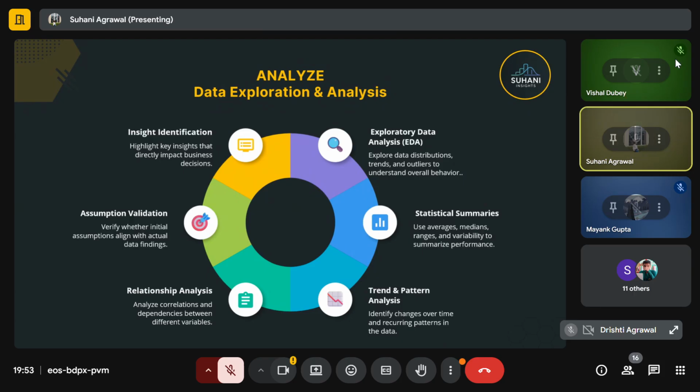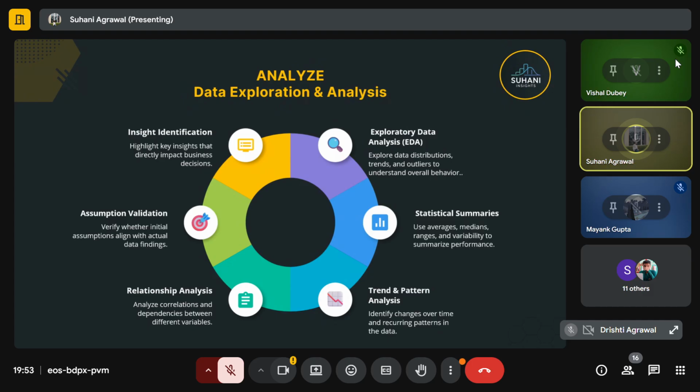Then next is trend and pattern analysis. Here we can look at whether there are any seasonal changes happening or any recurring patterns. For example, if an influencer posts about my product, then that product's reach will increase in the market. So what's the trend? What's the pattern behind the data? We can identify whether it's changing over time, over seasons, or for some other reasons. Next is relationship analysis.